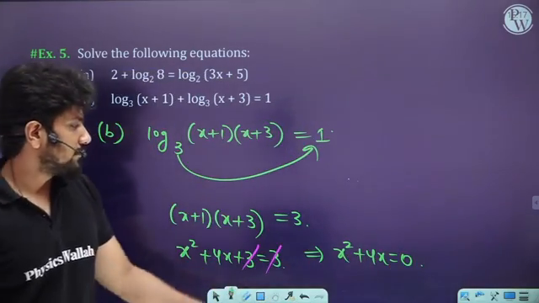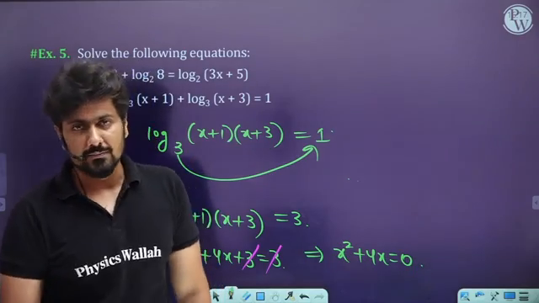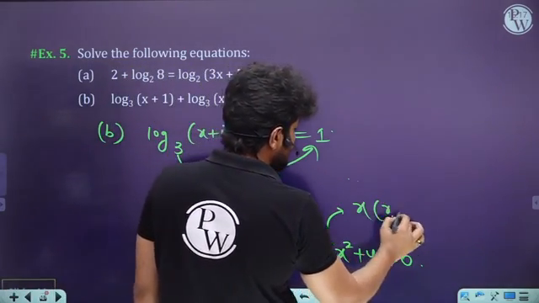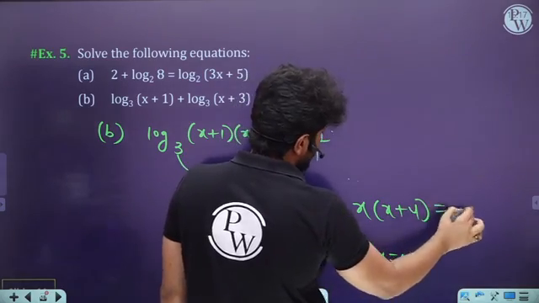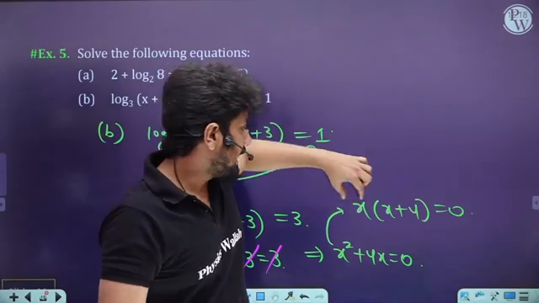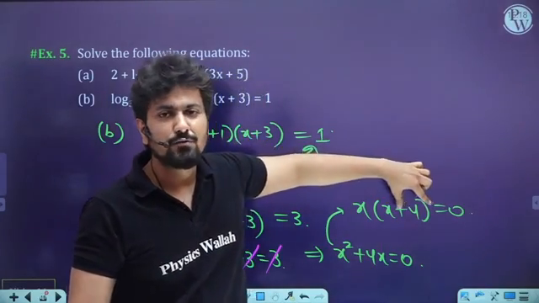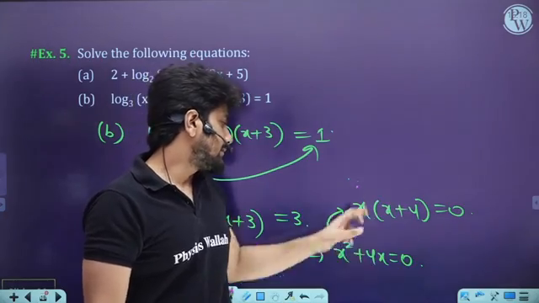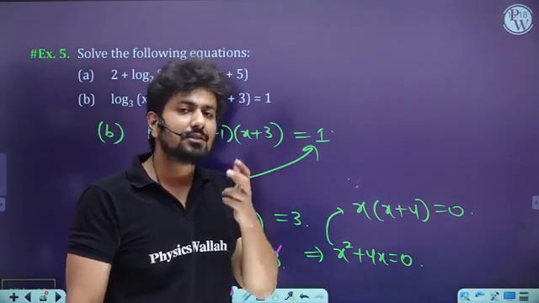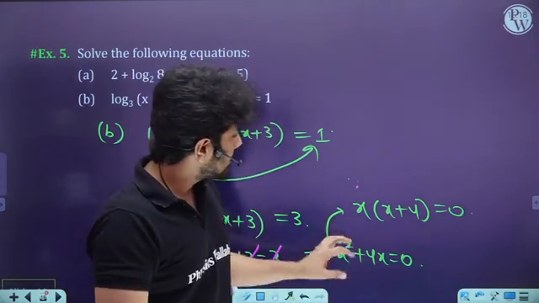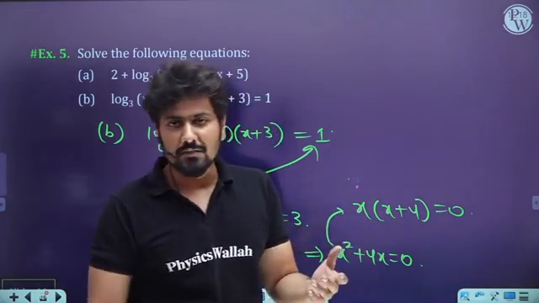So what are the values of x we are getting from here? There are two factors. If you take x common, it is x times (x plus 4) is equal to 0, right? Basically, x can be equal to 0 or x plus 4 can be equal to 0. There are two values of x we are getting. Guys, this is a quadratic equation. We will get two values of x. Either you can apply the Dharacharya formula, or you can just simply make factors and observe the roots.